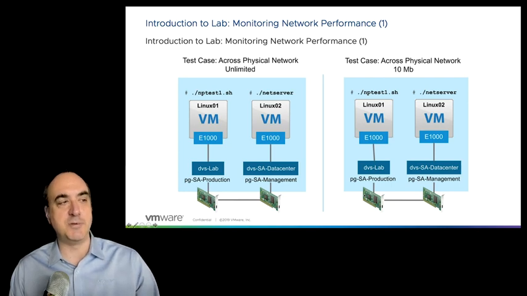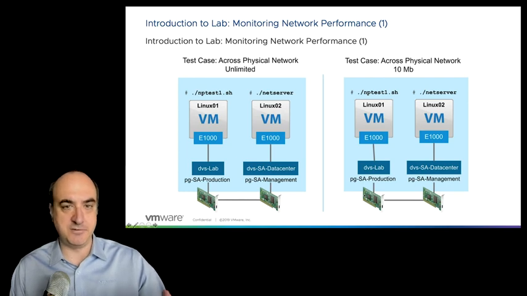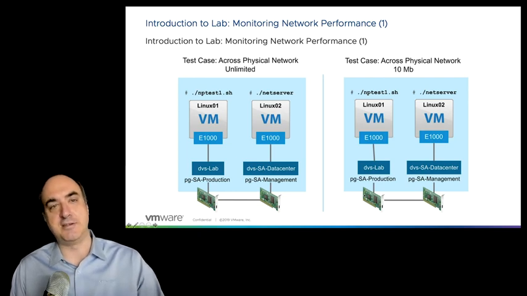And our job is to be able to measure the actual bandwidth between the two VMs as the traffic goes out of one VM, out to the physical network, and then back in to the other virtual machine, right? So two different virtual switches monitoring the two different physical adapters.